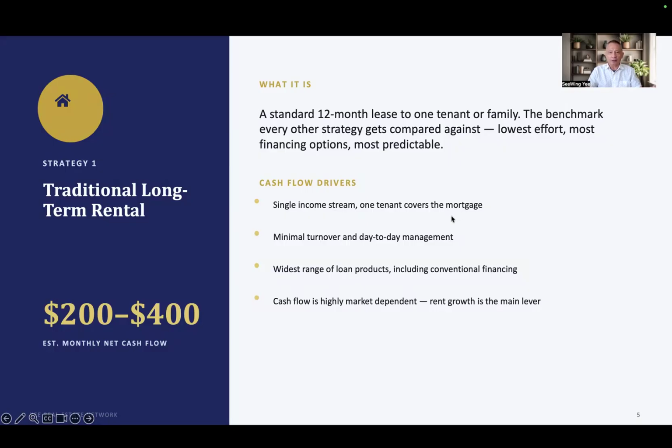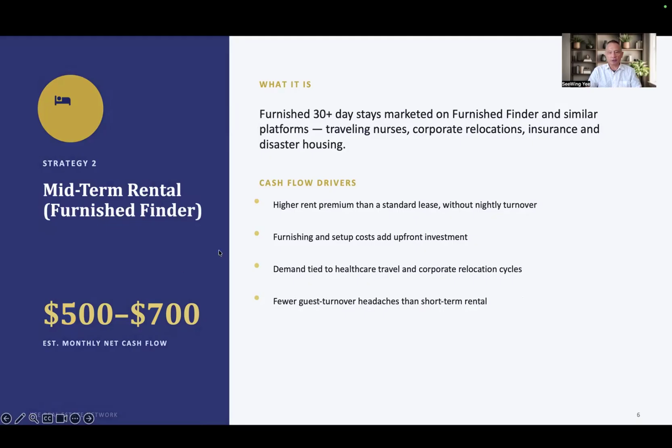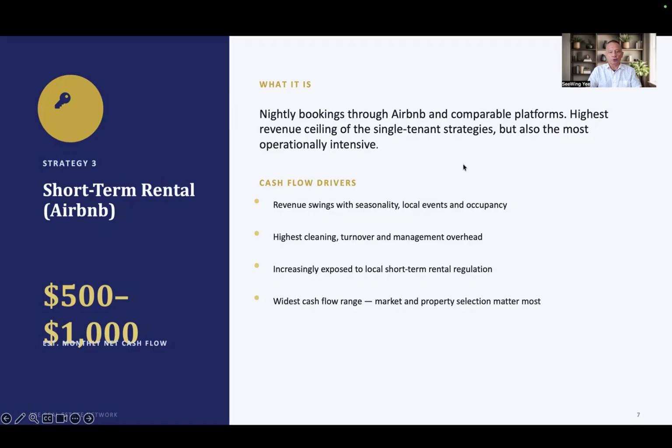I'm going pretty fast, so when you replay the video, feel free to pause on each screenshot and review it for a better understanding in your own free time. Traditional long-term rental: give or take, $200 to $400. Mid-term rental, as I mentioned, $500 to $700. Short-term rental Airbnb types, around $500 to $1,000.